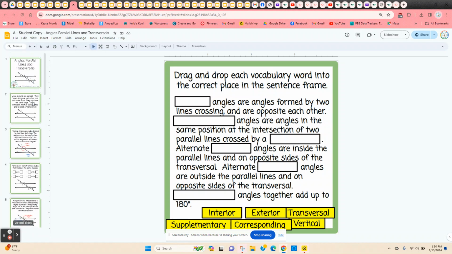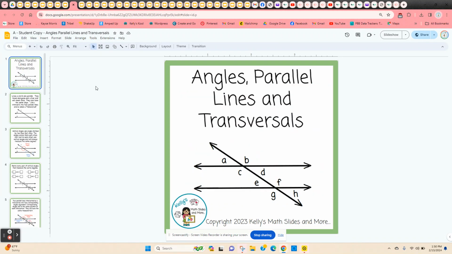So a lot of practice learning these terms, angles, parallel lines, and transversals, digital lesson.